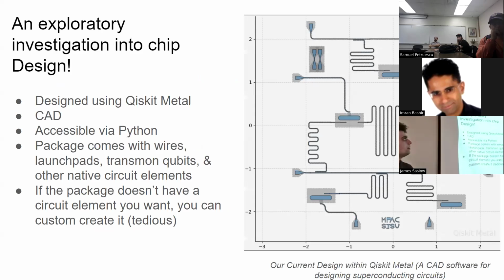Okay, so how do you do it? Well, you can do an exploratory investigation into chip design. Here's a current quantum chip that I'm still working on developing. Again, we used Qiskit Metal to develop this. Qiskit Metal is accessible via Python. It's just a package, and it comes with wires, launch pads, transmon qubits, and other circuit elements. If the package doesn't have a circuit element, you can custom create it, which means you have to open up the code and make your own elements. It's very tedious to do, but I had to do it.